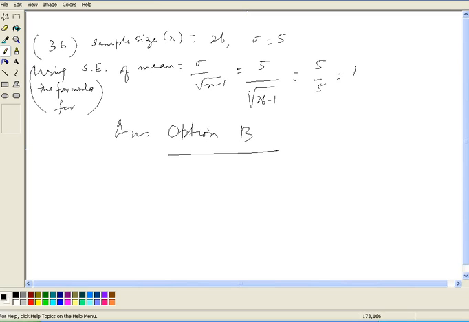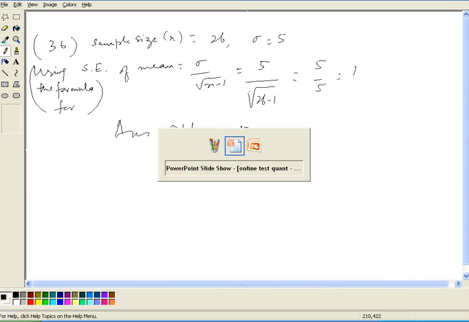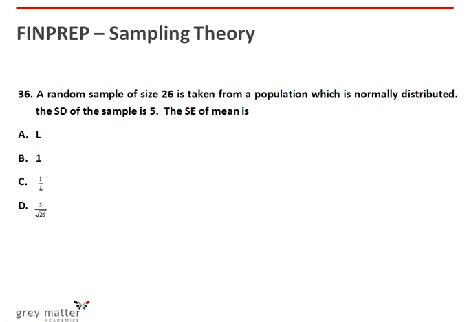So using the formula for standard error of mean in a normal distribution, sigma by root of n minus 1, because the sample size is less than 30, we use this formula. So equal to 5 by root of 26 minus 1, which is equal to 5 by 5 equal to 1. So the option is B. Going to our PowerPoint presentation, it is the B option, which says it is equal to 1.